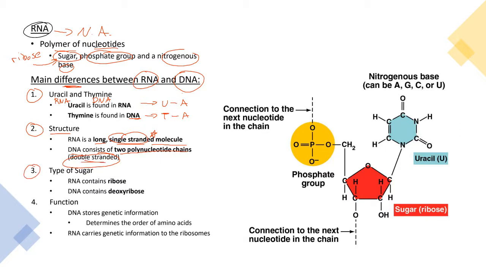The types of sugar. I already said this. RNA contains ribose. DNA contains deoxyribose, and there's only one tiny little difference between the sugars. And finally, the function. What's the function of DNA? Storing genetic information. It's going to determine the order of your amino acids. It's going to be your blueprint. What about RNA? RNA is just going to carry genetic information to the ribosomes. So like I said, it's like an intermediary, a middleman or middlewoman, whatever you call it nowadays.